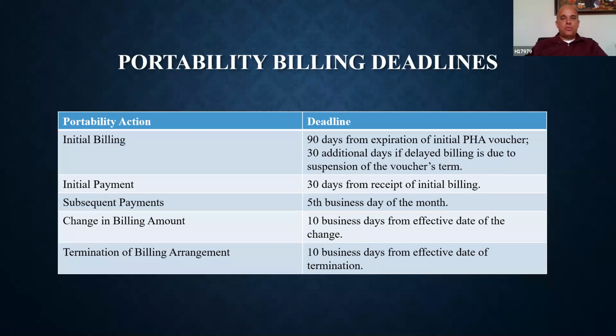Want to cover some portability deadlines here. So in a billing arrangement, this is a situation in which the receiving PHA administers a voucher. Initial billing is due 90 days from expiration of the initial PHA voucher, plus 30 additional days if delayed billing is due to suspension of the voucher term. Okay, so we provide some leeway there. Initial payment is due 30 days from receipt of initial billing. Subsequent payments are due the 5th business day of the month. Change in billing amount is due 10 business days from the effective date of the change. And of course, termination of billing arrangement, similarly, is 10 business days from the effective date of termination.